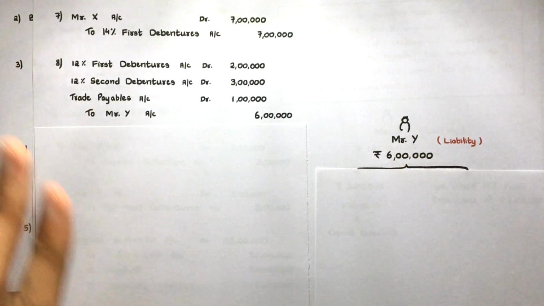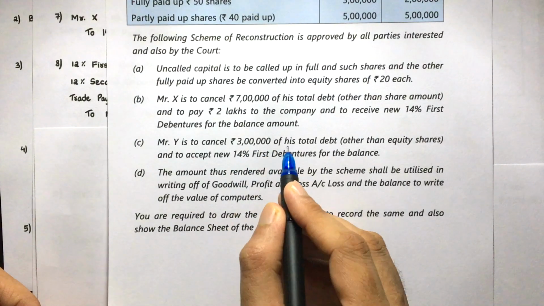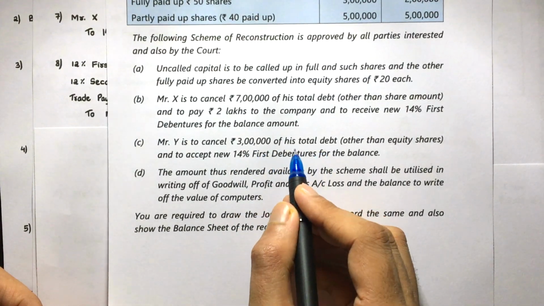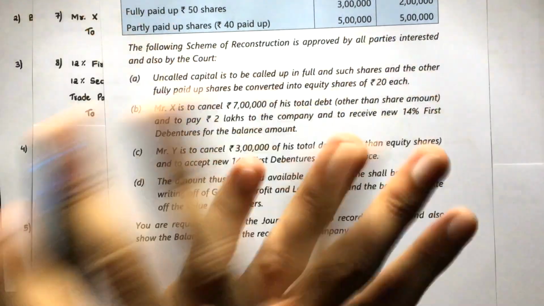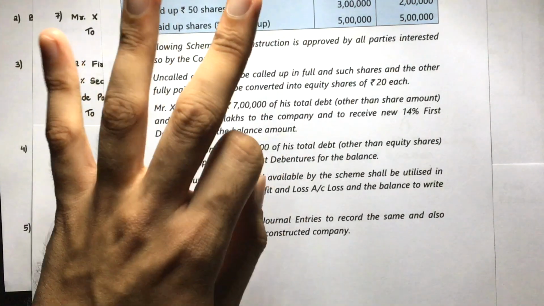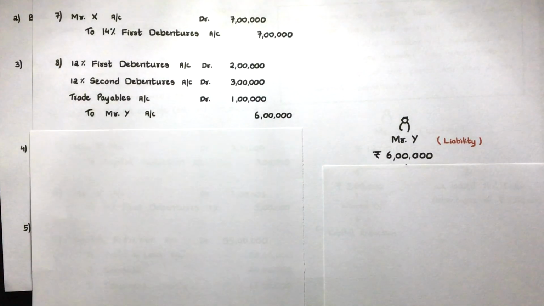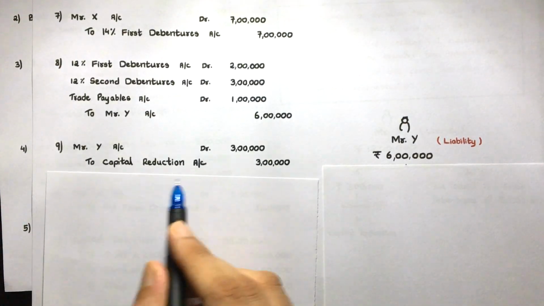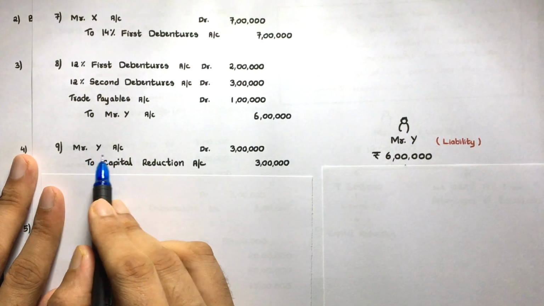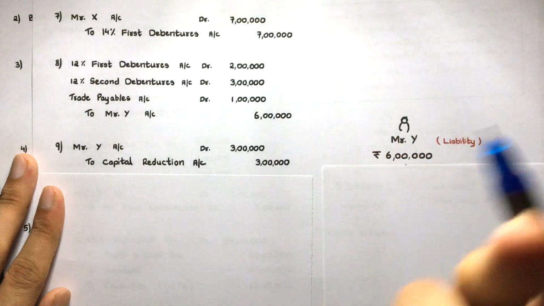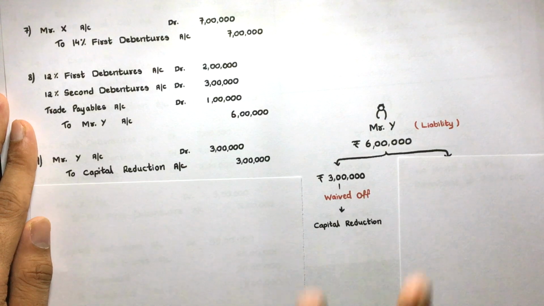Yes, simple. Now the question is saying Mr. Y is to cancel 3 lakh of his total debt, other than equity shares. If he is cancelling 3 lakh, that is our gain. We don't have to pay him 3 lakhs. So that 3 lakh will be our gain, and we are going to take that gain to the capital reduction account. Mr. Y account debit to capital reduction. What is the logic? The same logic: we have reduced the liability, that is why we are debiting the Mr. Y account by 3 lakh, and then the gain is going to the capital reduction account. Simple, easy.